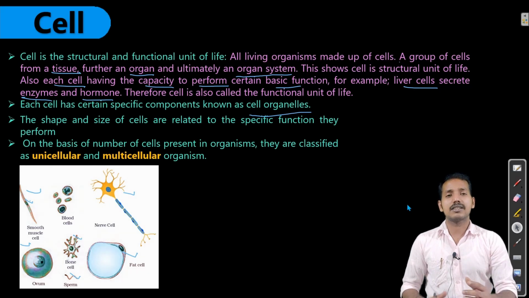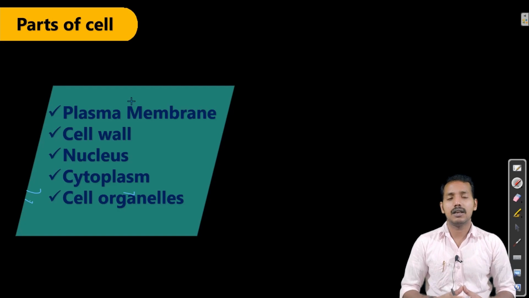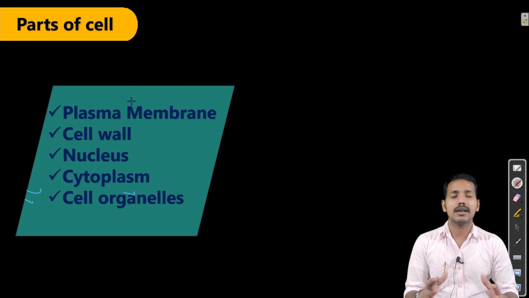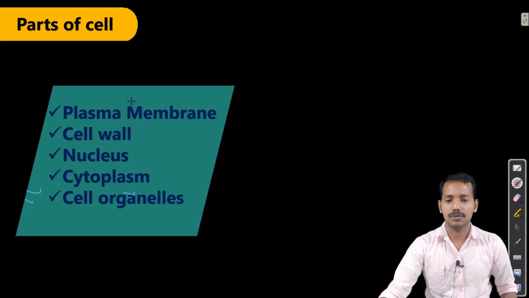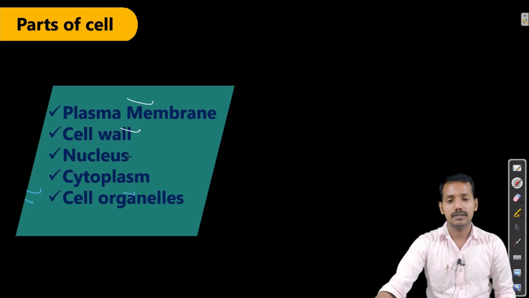So now let's discuss the parts of the cell. If we look in detail into the cell, we can observe that the cell is composed of different parts. The first one is plasma membrane. Second one is cell wall. That is also not present in all types of cells. It is only present in plant cells. Then nucleus, cytoplasm, then cell organelles.